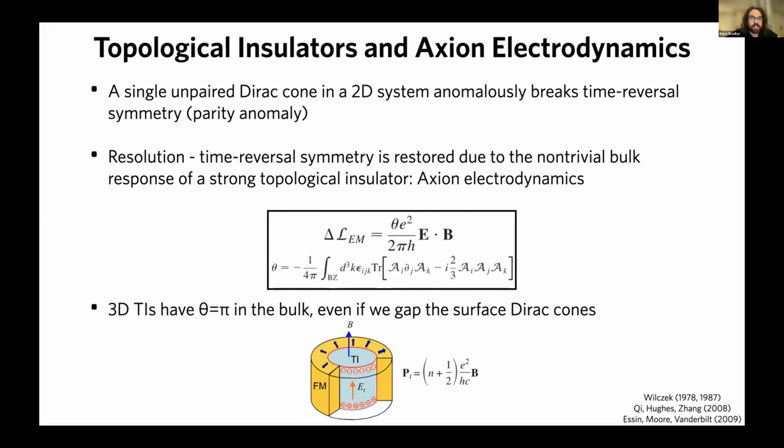And this leads to some experimental predictions where, as depicted in this lower picture here, if you cover the surface of a 3D TI with a ferromagnet, so you completely gap the surface, you can apply an electric field or a magnetic field along the axis of this 3D TI, and this axion electrodynamics Lagrangian I've written here tells you that you get a polarization quantized in units of 1/2. And so even in the absence of gapless boundaries, this 3D TI still has a bulk response due to this non-trivial theta equals pi.